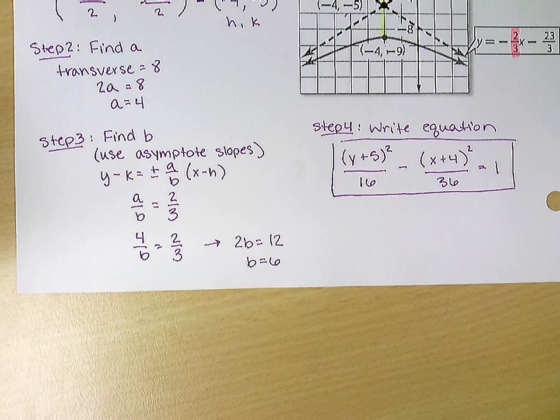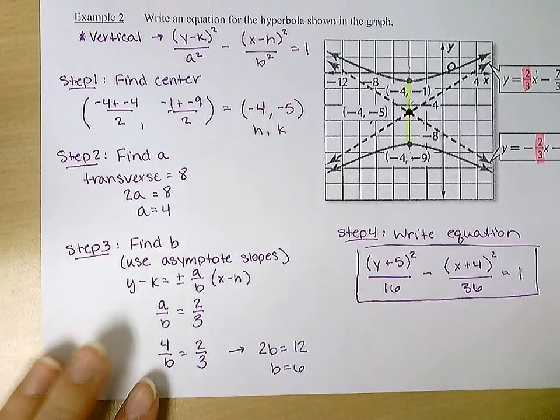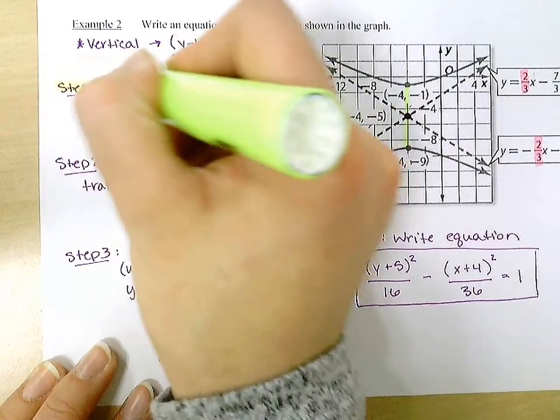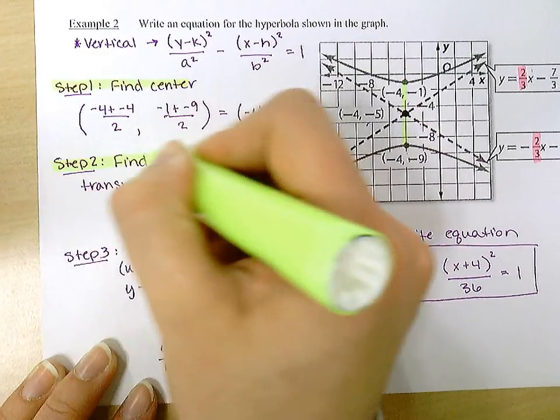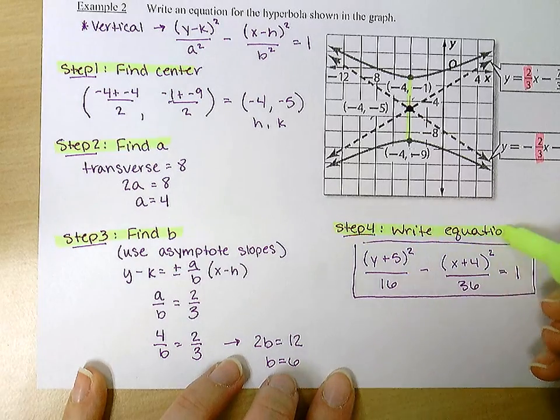Okay, questions on the second example? So it does depend what you're given. In the first one, you were given your focus points, so you had to find c in order to find b. In the second one, you were given the equations of the asymptotes, so it's easier to find b in that case. And I'm just going to highlight my steps like I did before. So 1, find center. 2, find a. 3, find b. 4, write your equation.